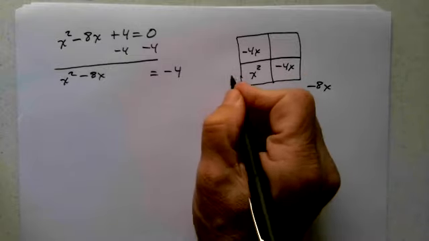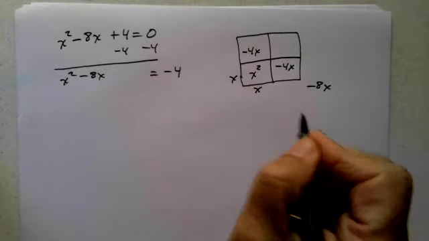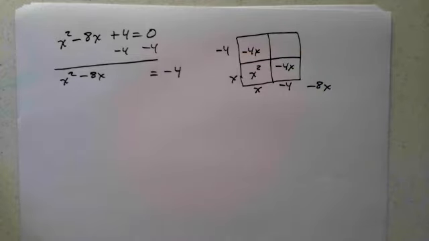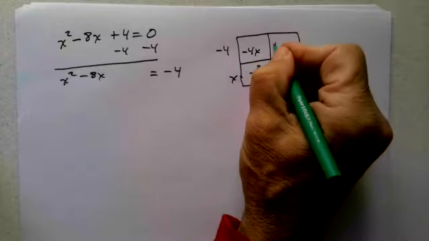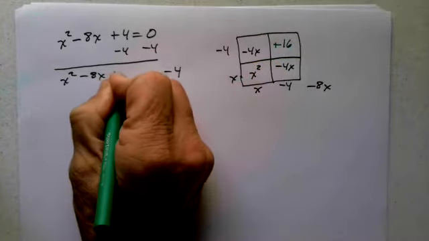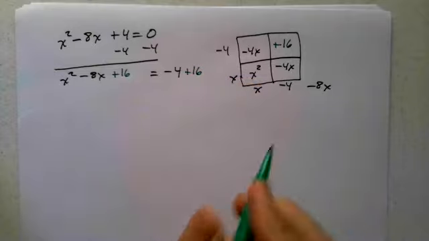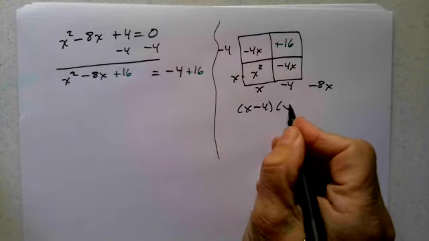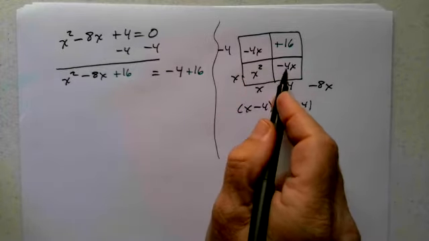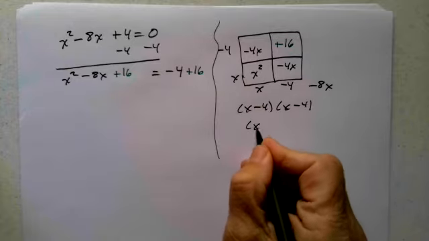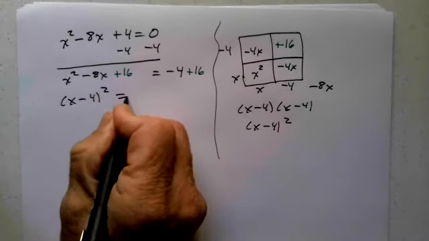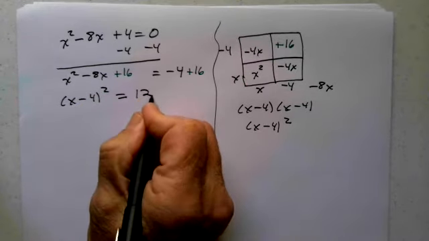How do I build x squared? X times x. How do I build -4x? That's x times -4 here and x times -4 here. So how do I complete the square? -4 times -4 is +16. That's what I have to add to both sides. Add +16 to this side, add +16 to that side. So doing all of this, we have x minus 4 times x minus 4 equals x squared minus 4x plus 16, which is, of course, x minus 4 squared. So the left-hand side here is x minus 4 squared. The right-hand side, -4 plus 16, which is 12.